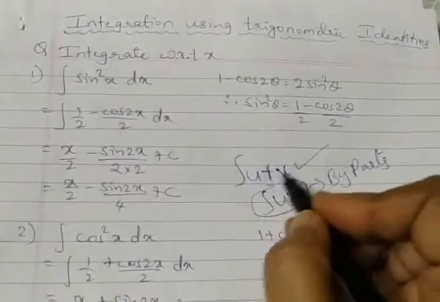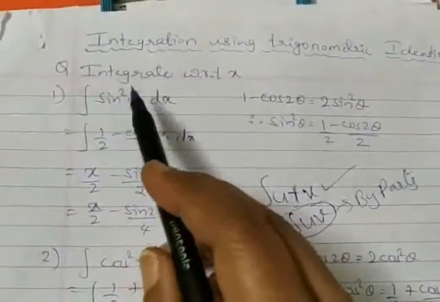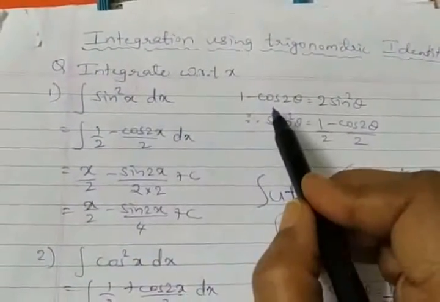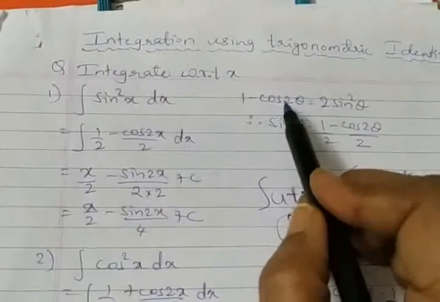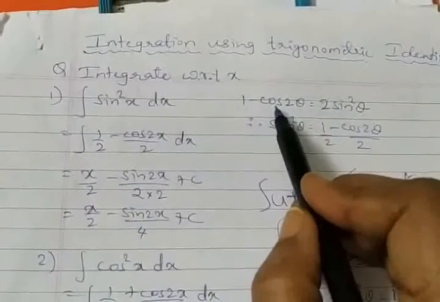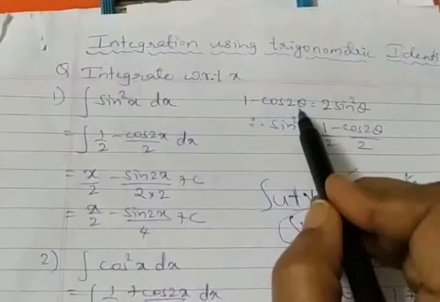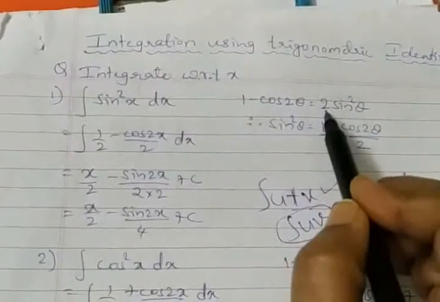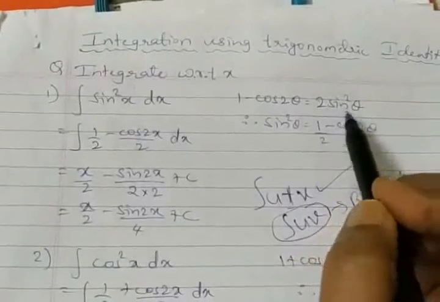So u plus v is the main target here. Similarly, sin square x can be taken here because in the submultiple relation we have the formula. So this formula you need to remember. What's the formula in submultiple? It is 1 minus cos 2 theta is equal to, I hope you remember the formula, 2 sin square theta.